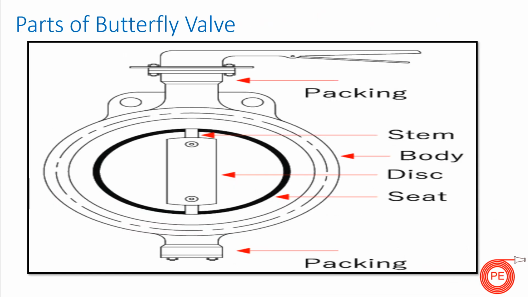So this is a cross section of a butterfly valve. Butterfly valves, as compared to your gate valve or ball valve, are very simple. They don't have many parts. This is your stem, or your shaft, as we call it. This is your disc, and the disc is attached to this stem or shaft. This is your body, and in this body the shaft is mounted, and this is the seat.